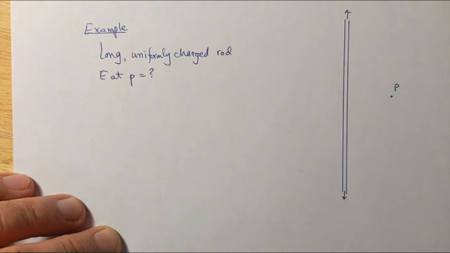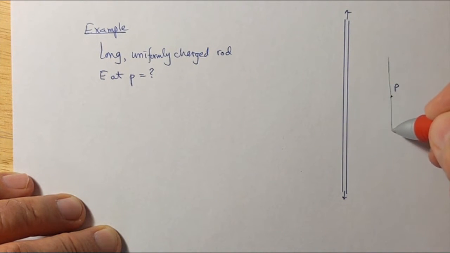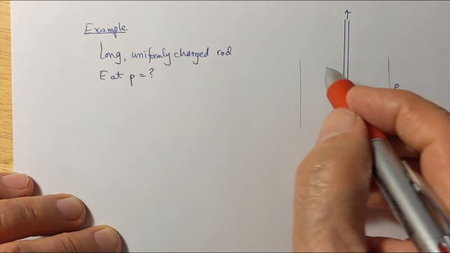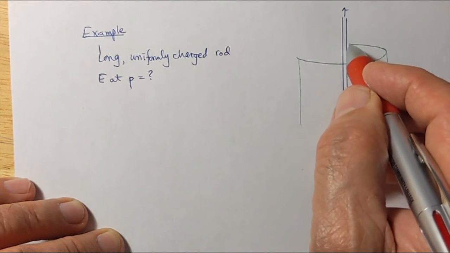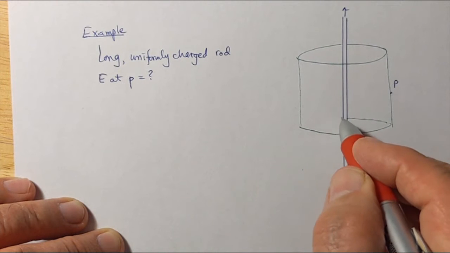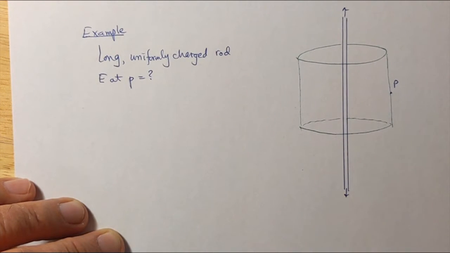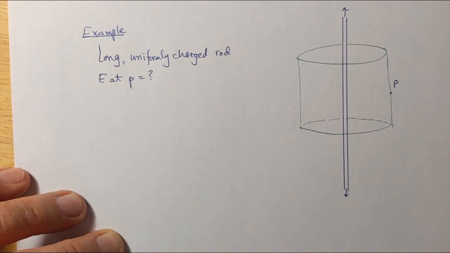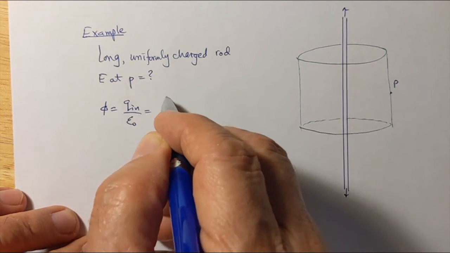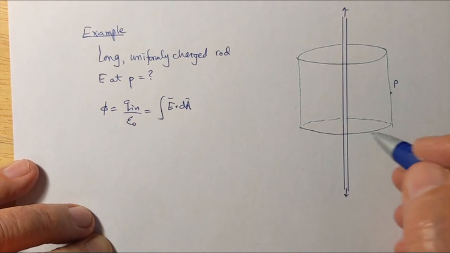So in order to solve that, we make a Gaussian volume, which is a cylinder and same distance on the other side. So we have a cylindrical surface concentric with the rod. Now we'll apply the equation: Phi equals Q in over epsilon naught equals the integral of E dot dA, and this is applied over the Gaussian surface.